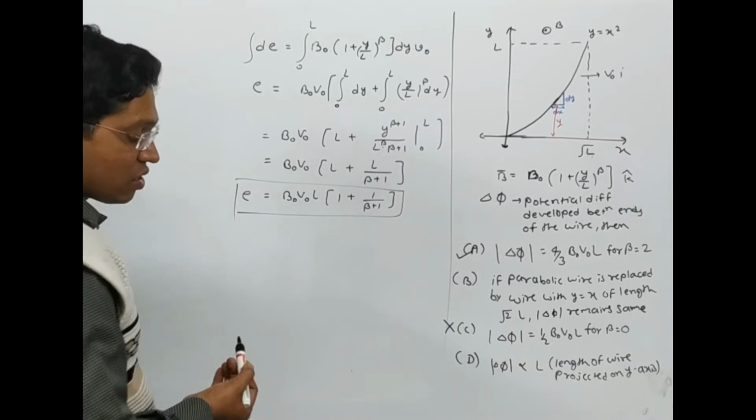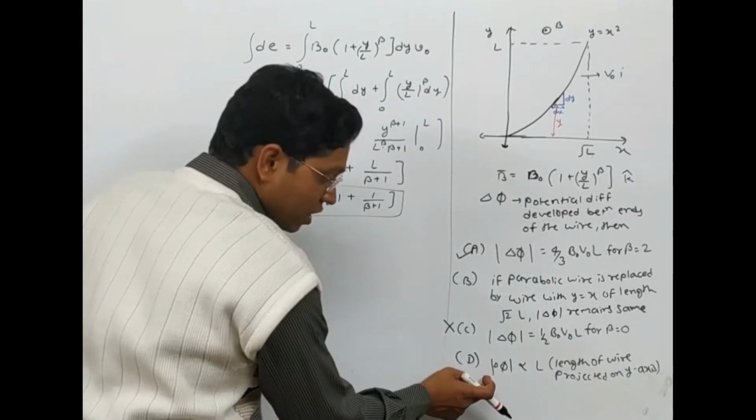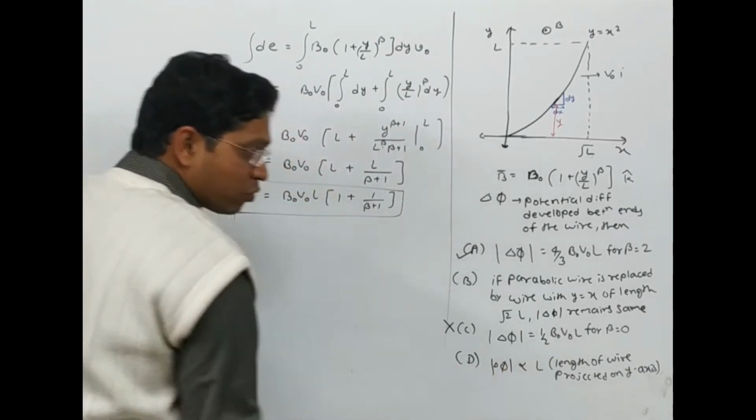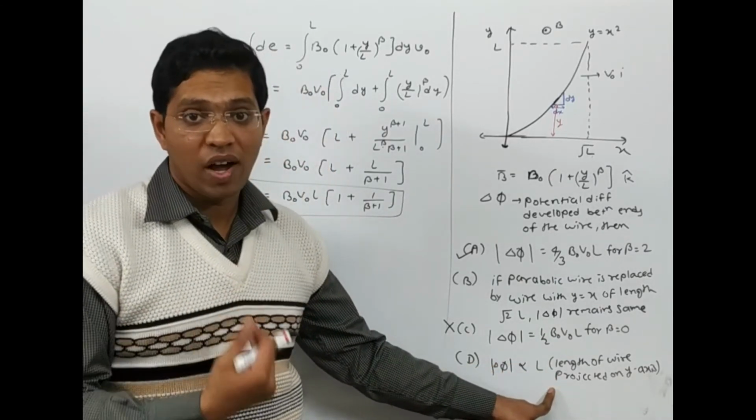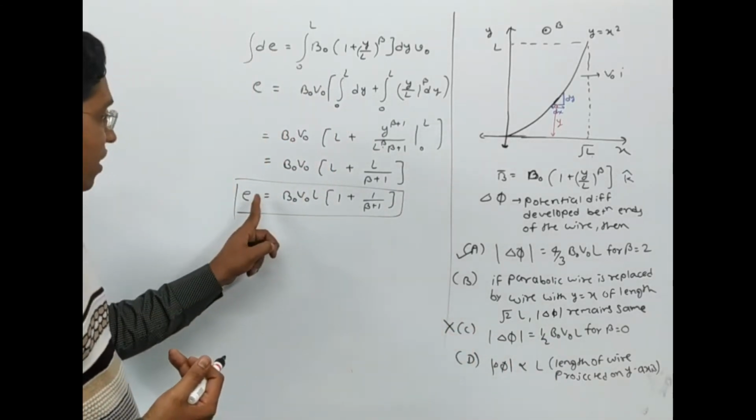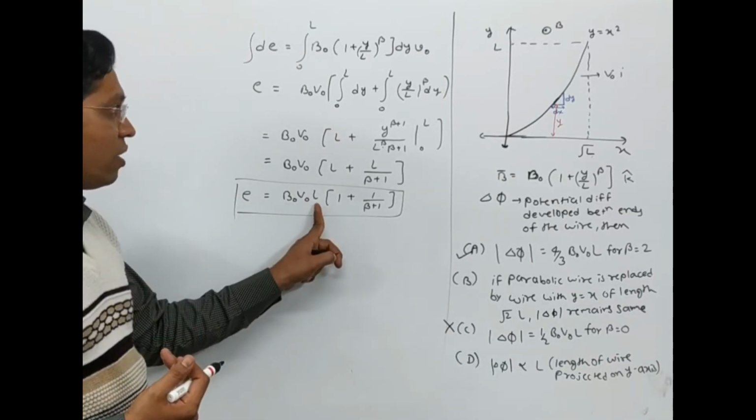this is an incorrect answer. Then the fourth option, if you see, it is given that delta phi is proportional to L, that is the length of the wire projected on the y-axis, and it turns out to be correct because E is proportional to L, and L is what?